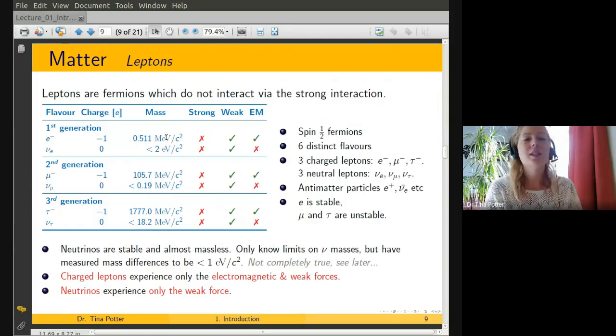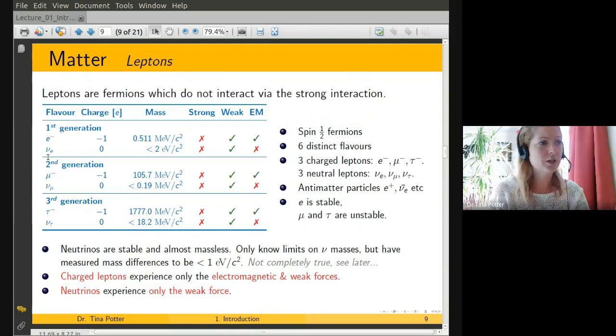Right, so as I said, we've got two types of these fundamental fermions. Let's deal with the leptons first. We class them into leptons and quarks because leptons don't feel the strong interaction, whereas quarks do. Now, let's just have a look at the leptons here. So you've got your electron, muon, and tau, and your three neutrinos as well. They're all spin half. We've got 6 different distinct particles here.